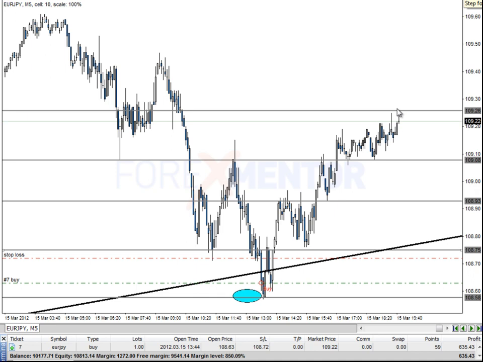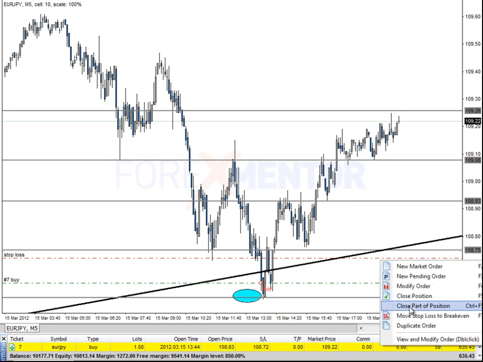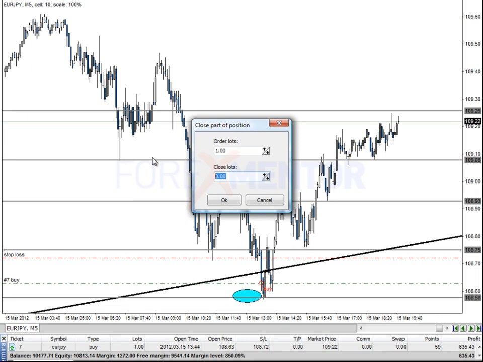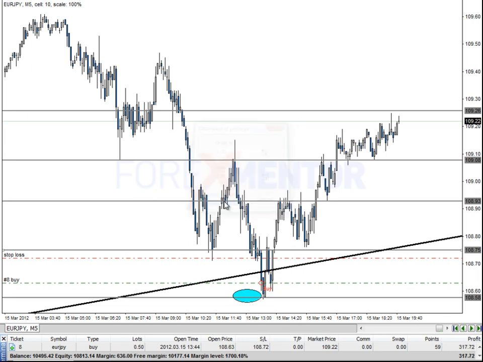So what I'm going to do, we actually had that spike in there. I'm going to take part of the position off, half of it at 59. We've got a stop at break even. I don't want to be too aggressive with this because these swings are minor.